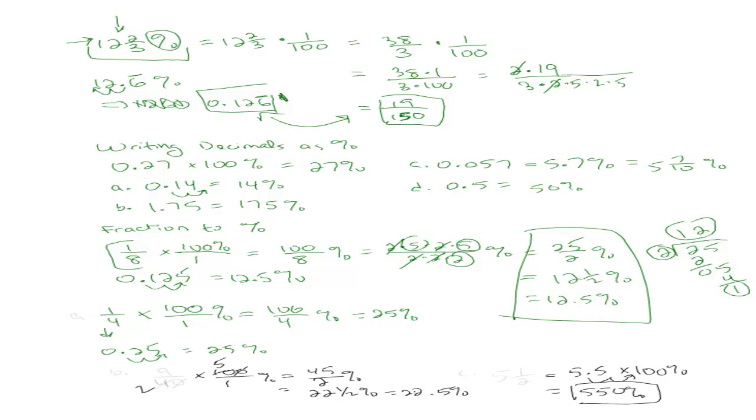So let's try some. So that was example A. Let's convert 9 over 40 to a percent. And 5.5 to a percent.